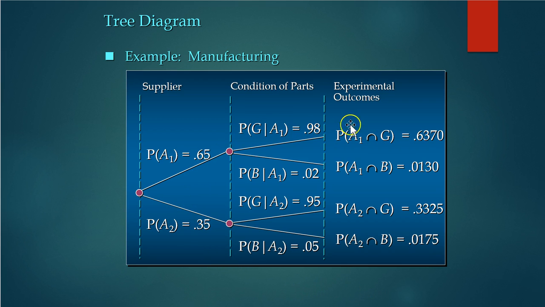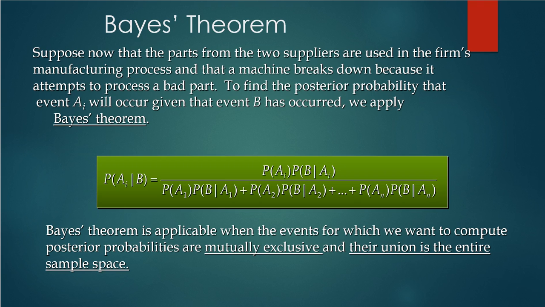And what we do is we multiply across. We are multiplying across. So again, this is how we got to our numbers. Each of these here will equal 1 for us. Now suppose that the parts from two suppliers were used in the firm's manufacturing process, and that a machine breaks down because it attempts to process a bad part. To find the posterior probability, or the probability after the event has occurred, we need to use Bayes' theorem.